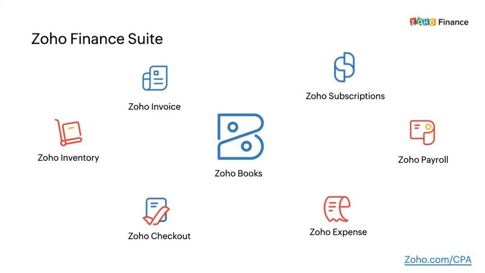There are some new features in Expense, pretty exciting. Some new features in Books we'll talk about today, very exciting. I noticed that there's a checkout, or a way for you to set up places like a store where you can sell to people, and also Zoho Inventory. So this is primarily what our team focuses on, the Zoho Finance suite. Of the 55 apps, we are really focused on these seven apps right here.